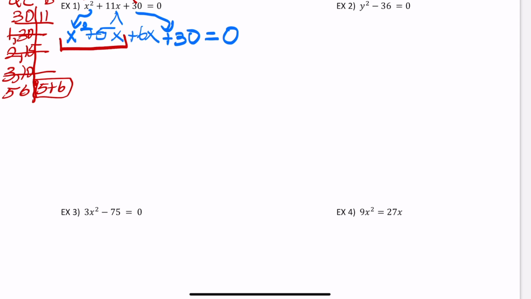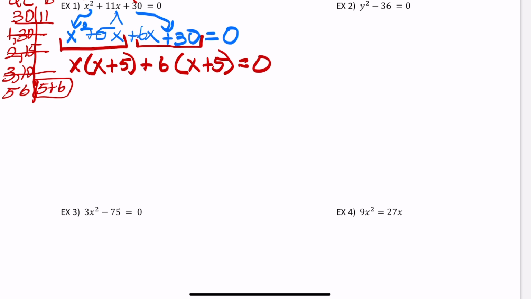We're going to group the first two together. The smallest number in this group is 1, and the smallest variable in this group is x, so I'm going to divide out a 1x from both terms. x squared divided by x is x. 5x divided by x is 5. So I end up with x times x plus 5. Then I'm going to factor out what the second two terms have in common. The smallest number in this group is 6, and 6 does divide into 30, so I'm going to factor out a positive 6. 6x divided by 6 is 1x. 30 divided by 6 is positive 5.